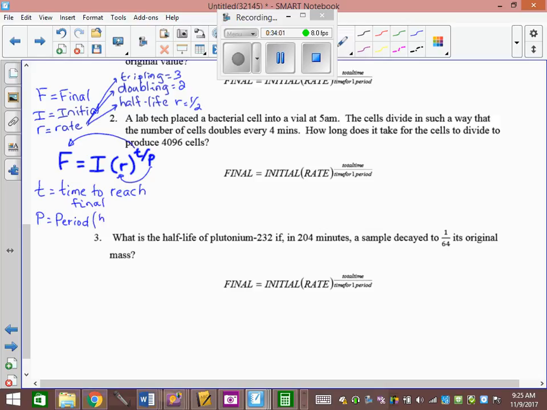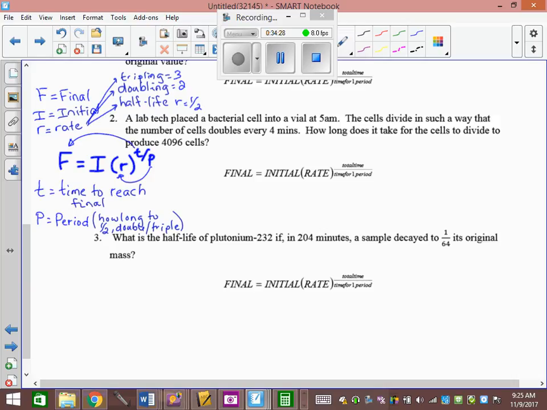So how long to half, double, triple. P always comes after the word doubling, tripling, or half. So if it says it doubles every 10 minutes, that would be P. If it triples every 5 minutes, that would be P. If it says how long does it take to double, they're asking you to find P. How long does it take to triple? They're asking you to find P.